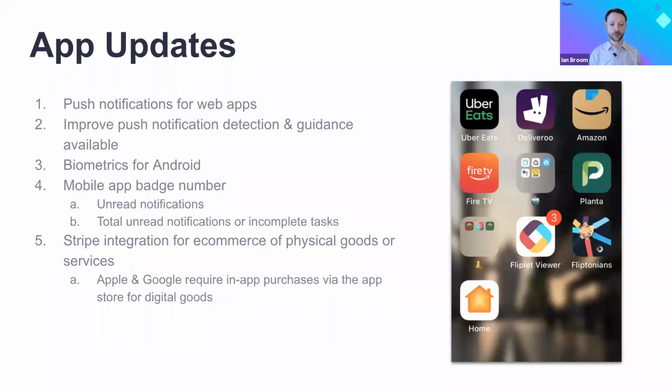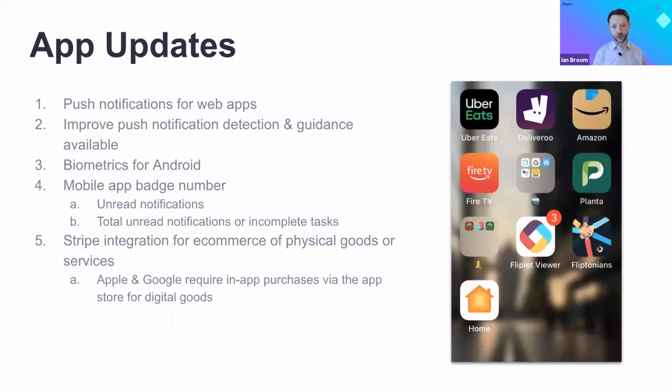We've also improved the app badge number on mobile apps, which the screenshot here shows. There are two modes that we're rolling out. The first, which we've already launched, is that you will be able to see on the icon of Fliplet apps an unread notification number. The way you can clear that is by going into an app and visiting the notification list feature. If you don't have the notification list feature, just get in touch with the customer success team and they'll tell you how you can clear that without adding that feature in.